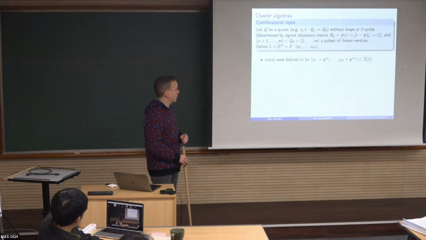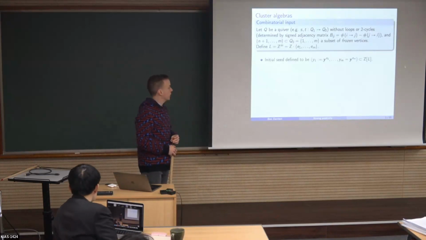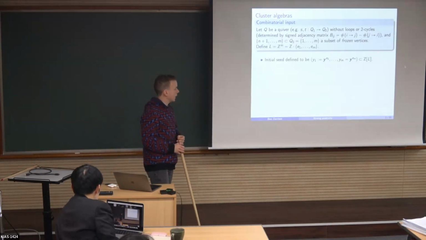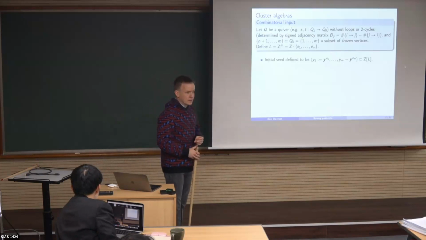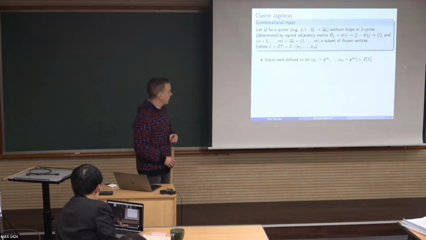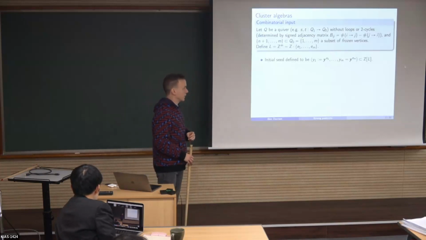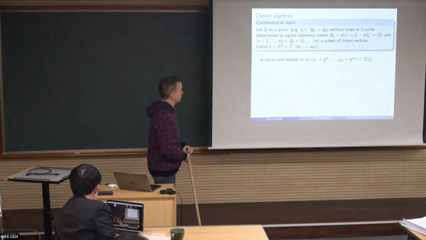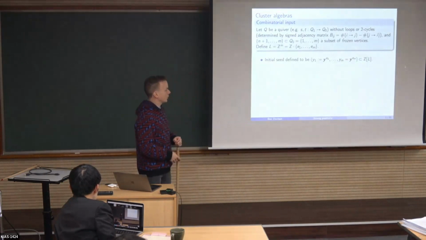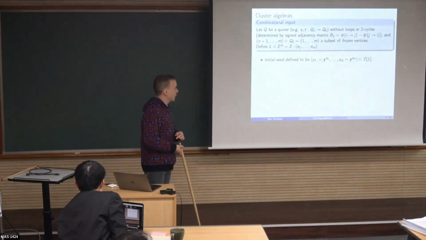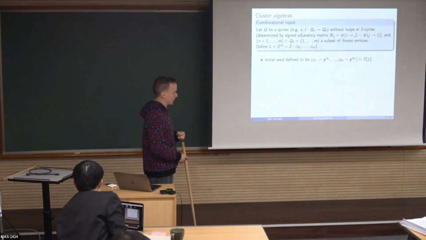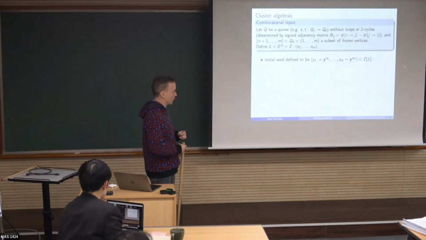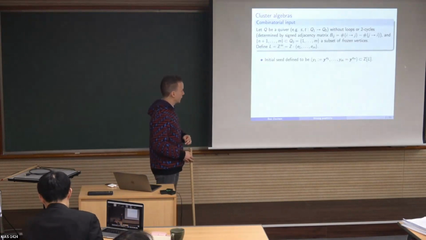Okay, so out of this combinatorial data, I'm going to tell you how to build an algebra. As an algebra, it's a sub-algebra of a really basic algebra, which is just ZL. So this is a Laurent polynomial algebra with one variable for each of my vertices. And the way that this cluster algebra is defined is as a sub-algebra whose membership is recursively defined.